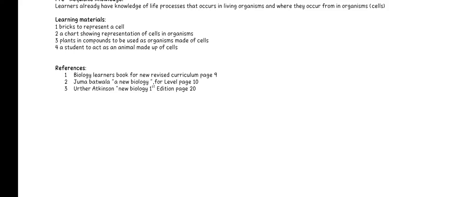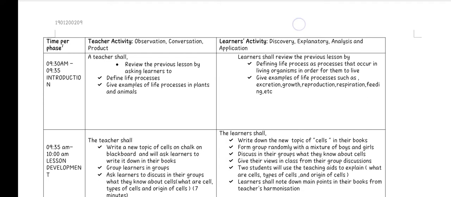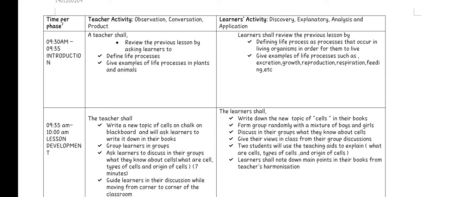Then a chart showing the representation of cells for more understanding. A plant showing that it contains cells. And then a student acting as an animal, because animals are also made up of cells. Those are my references. And here comes the time per phase for the lesson, teacher's activity and learner's activity. In teacher's activity, we have observation and conversation to produce products. And in learner's activity, we have discovery, explanatory analysis, and application.